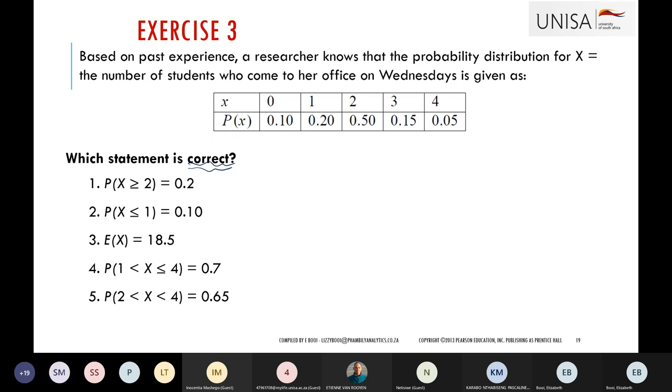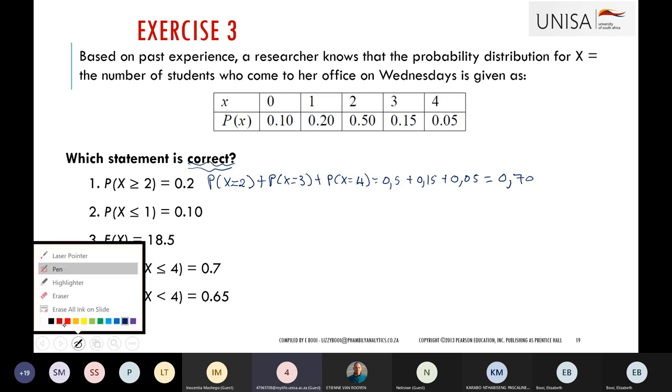The first one says the probability that X is greater than 2. What does that mean? It refers to the probability that X equals 3 plus the probability that X equals 4, and X equals 2 depending on the reading. Therefore, you're going to add 0.5 plus 0.15 plus 0.05, which equals 0.7.